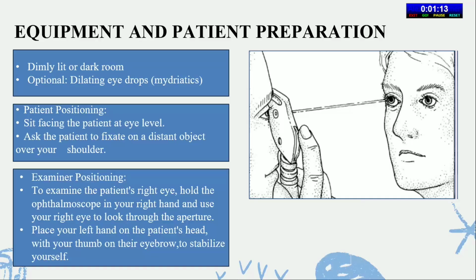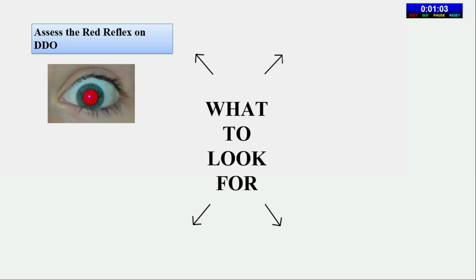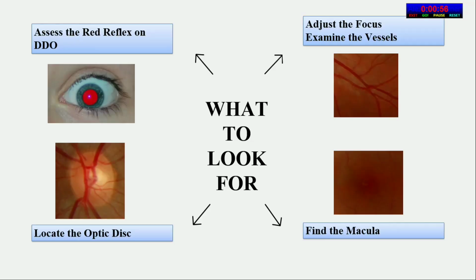If we are examining the right eye of the patient, we use the right eye and we keep our left hand to fixate ourselves. Now, what to look for? First of all, we look for red reflex on distant direct ophthalmoscopy, any opacity in the media. Adjust the focus and examine the vessels, locate the optic disc and find the macula.